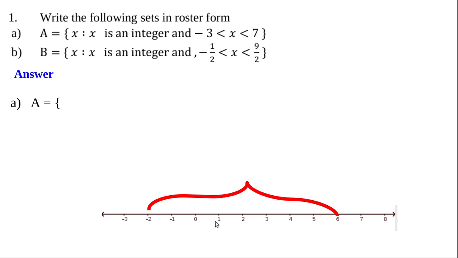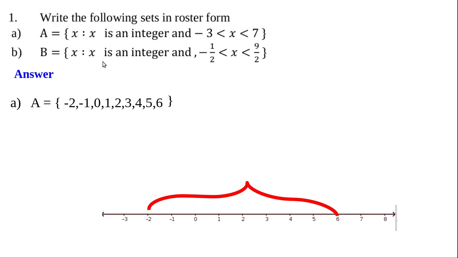As you know, by integer we mean a number without any fractional part. So, when we write this set in roster form, we list all these numbers here, separating the elements by commas and enclosed within brackets. Let us start. Negative 2, negative 1, 0, 1, 2, 3, 4, 5 and 6. Then enclosed within brackets. Okay. Now answer to question number B.